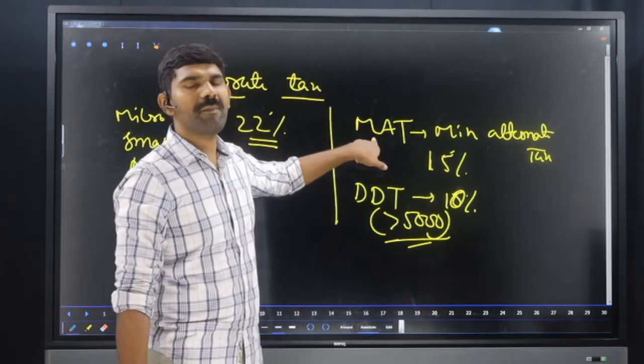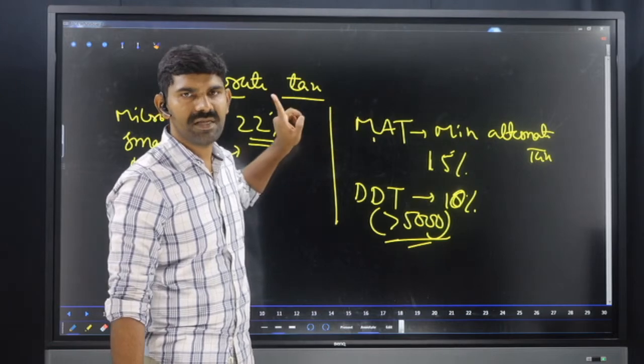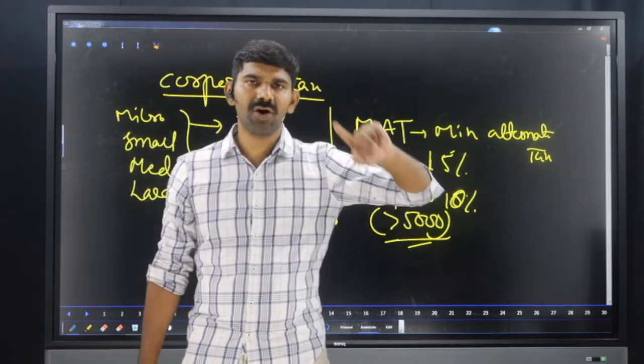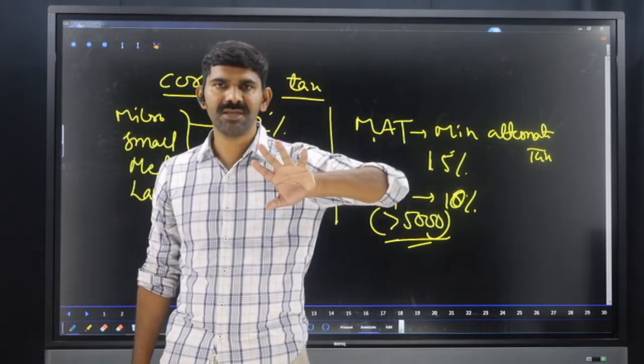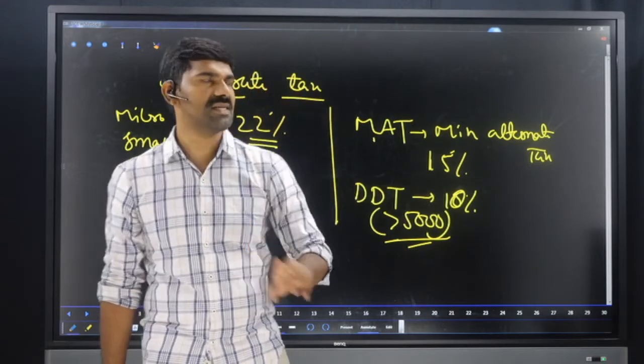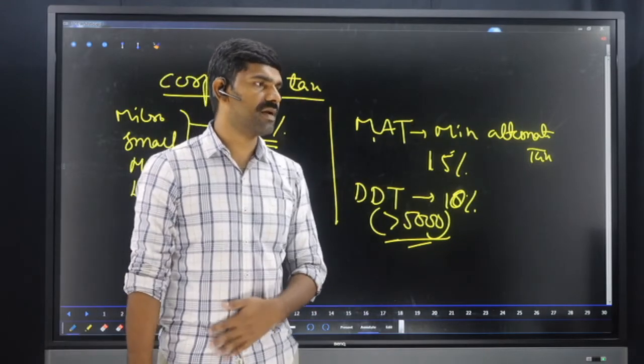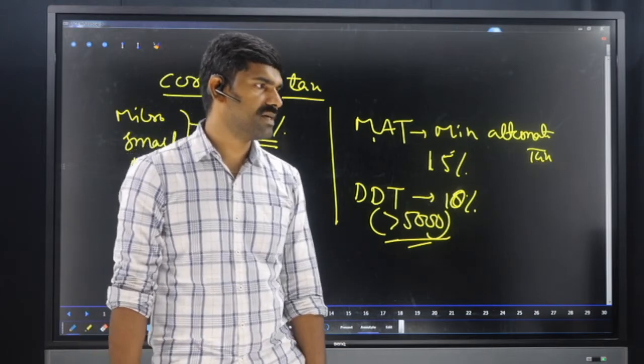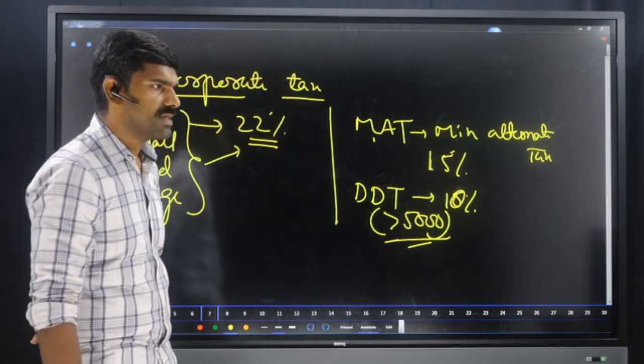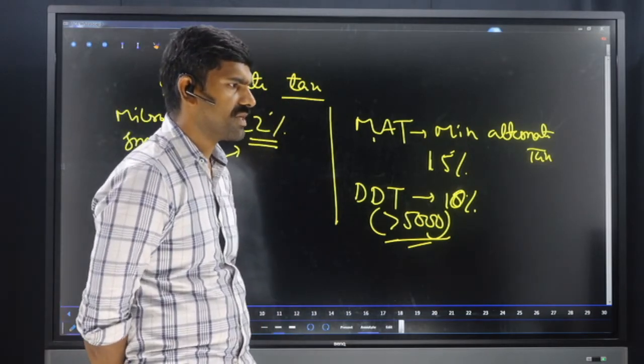And who is going to pay MAT? The MAT is paid by the companies. If any company is not paying any corporate tax by using all the exemptions, minimum they need to pay some tax, and that tax is nothing but a minimum alternate tax.